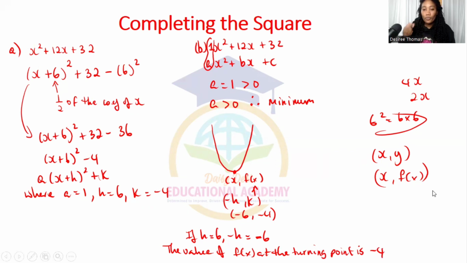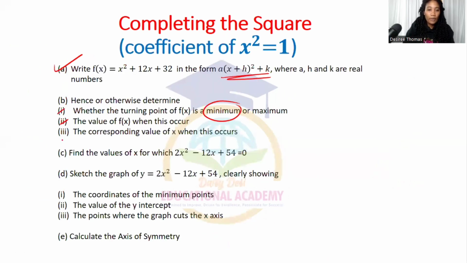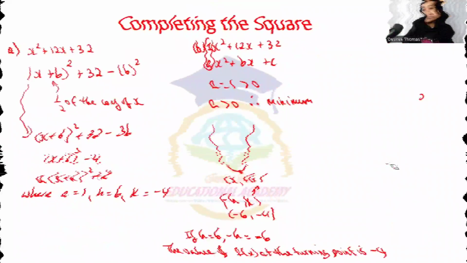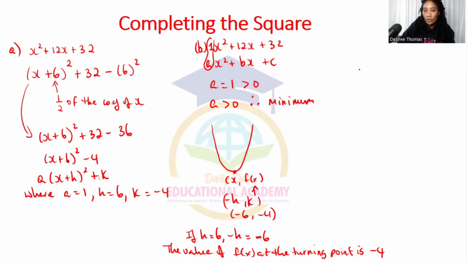Right, cool. And the next part of the question now is part 3. They said to determine the corresponding value of x when this occurs. So we found f of x, now you want to get x. F of x or y, you could say y as well. So let me just erase a little portion of that screen there. So part C now, we want to determine the corresponding value of x. We know the turning point is minus 6, minus 4, so f of x is minus 4, x is minus 6. That's basically it. X equal to minus 6.